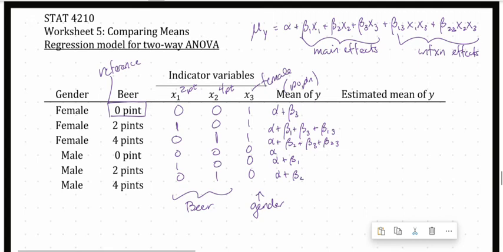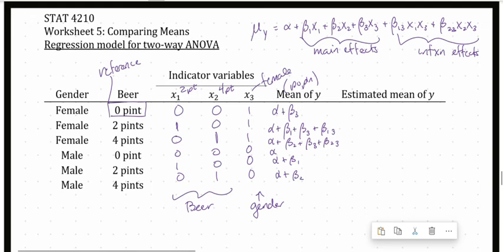For males, it's a lot easier, because for males, we don't have x3 in the equation. So males are not females, so x3 is going to be 0, so we are never going to have an interaction effect. So for males, we're going to be dealing with just the baseline population means.